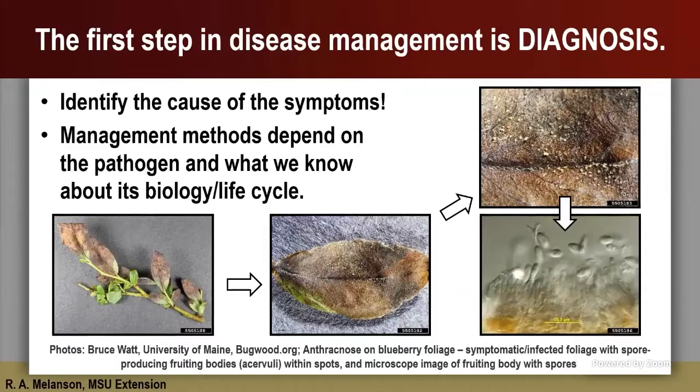And so disease management and diagnosis is a process. You may see an image or receive an image. You may see symptoms in the field, like you see on the bottom left, but then you have to figure out what is causing those symptoms. And then the images illustrated here show different magnifications of what we as plant pathologists are trying to look for to make sure that we are getting the accurate diagnosis. So this was just an example of anthracnose on blueberry foliage.